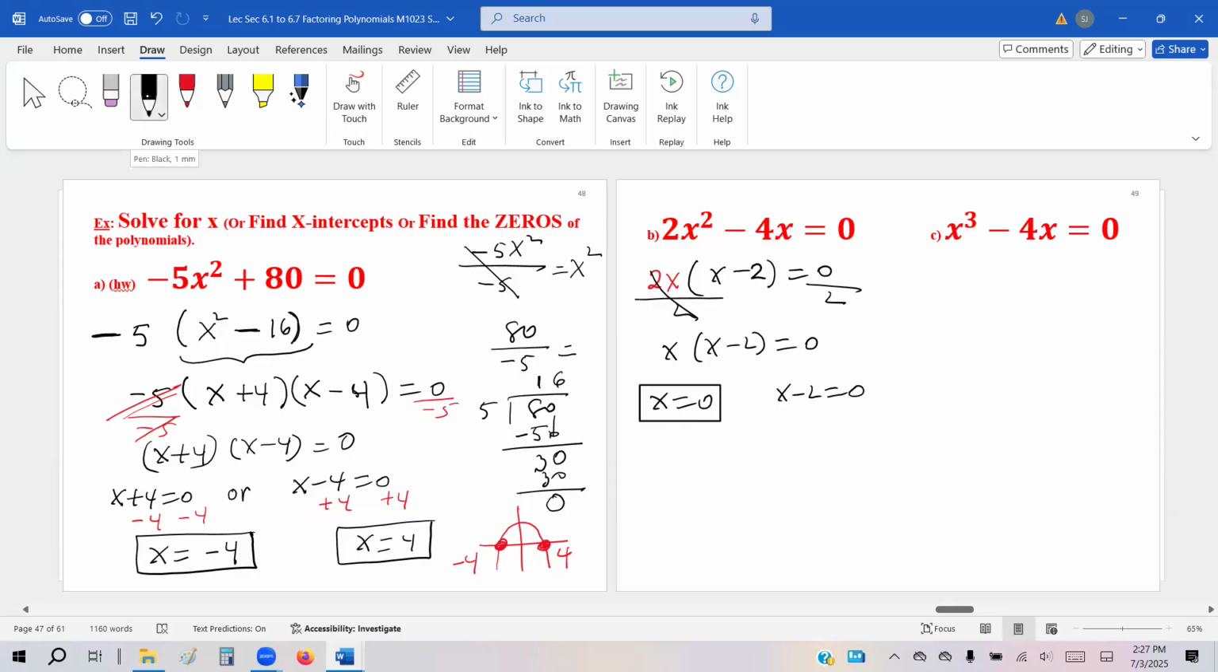We are done. But we have to solve for x in the next one. What do we do? Add the 2. So we have x equals 2. So this quadratic is 0 when x is 0 or x is 2. If you want to see the picture, you don't have to, but the picture is this way. This is 2 and this is 0. It opens upward because we have positive x squared.